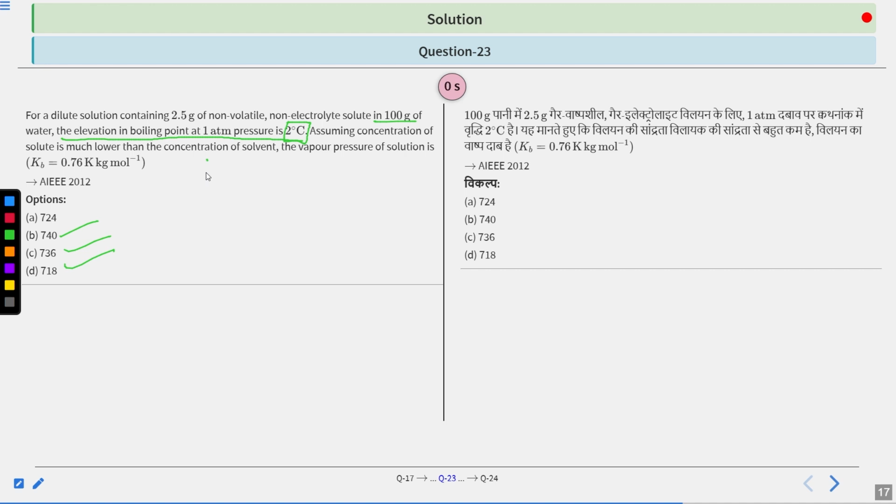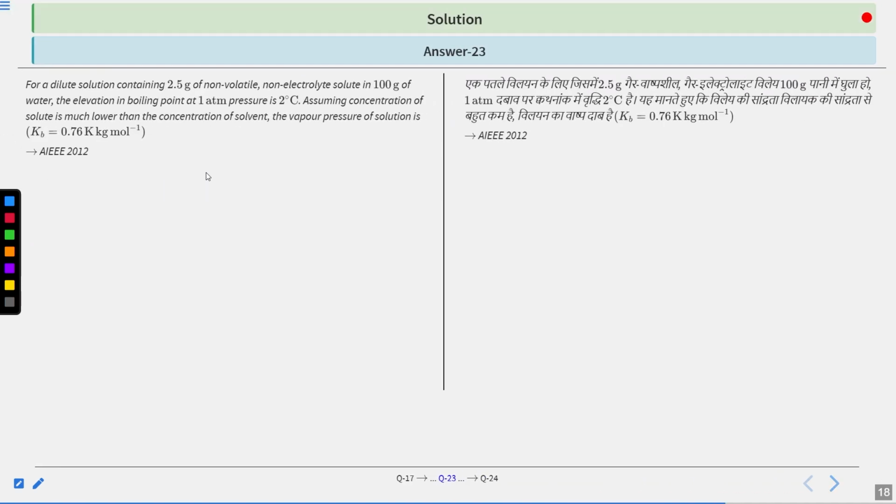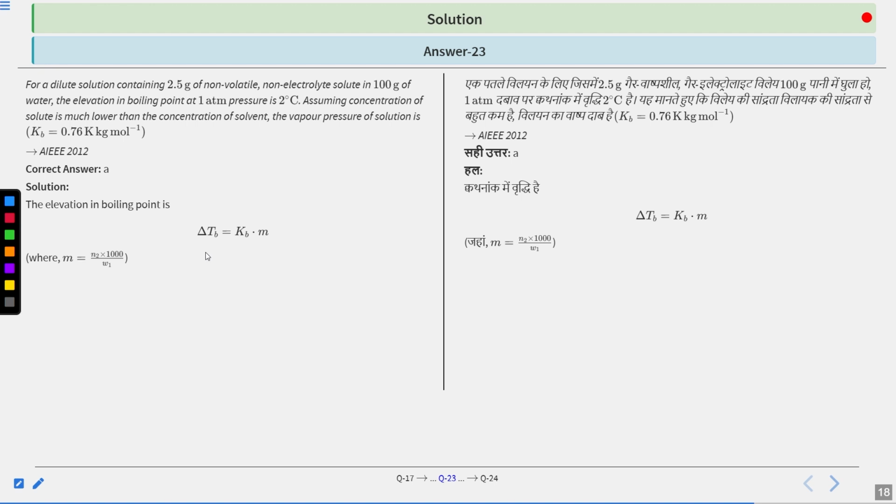So your time is up. Let us see how we can solve it. For those who have solved, the correct answer is A. Now the formula for elevation in boiling point is delta T equals Kb into m. Kb was already given as 0.76, and m can be calculated by N2 by W1 into 1000, where we divide W1 by 1000 to keep the value in grams.